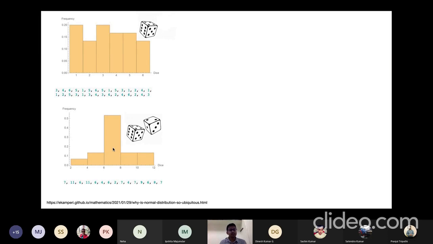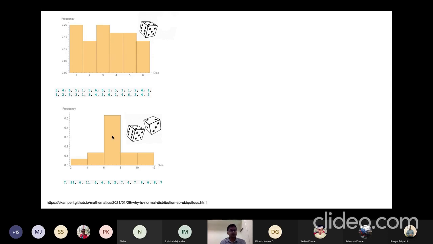So the number 7 has a unique property: you can have the maximum number of combinations. As you go to the ends of the list, the number 2 can occur with only one combination, that is 1 plus 1. Again, the highest number, which is 12, can occur in only one combination, that is 6 plus 6. So the number in the middle has the highest probability, which is 7.